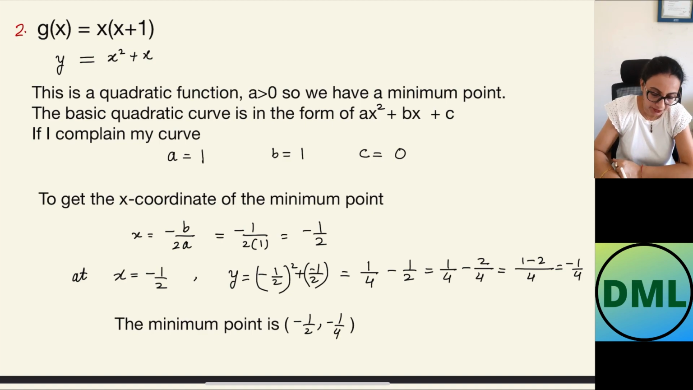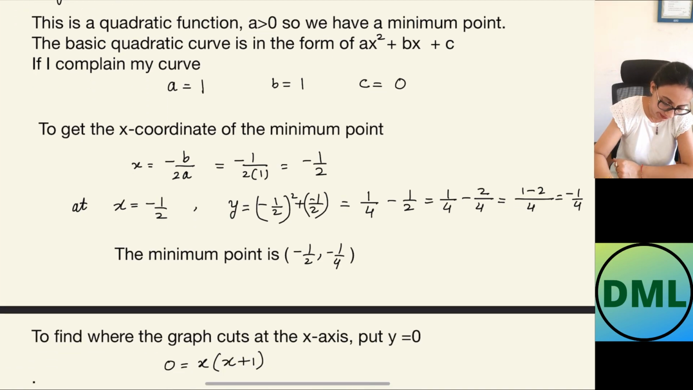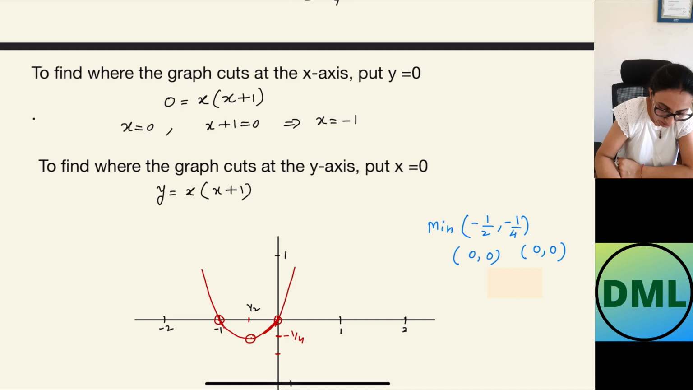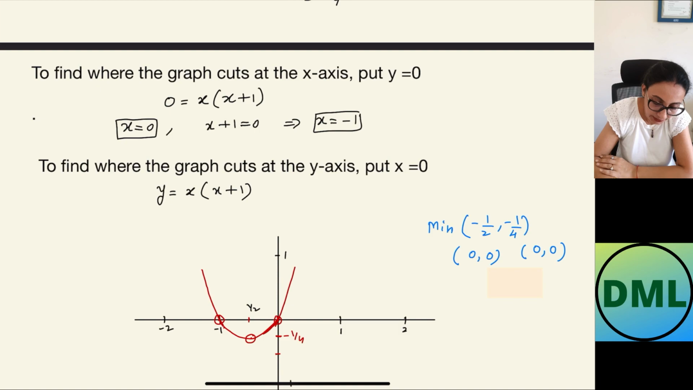I need to find out where it cuts the x-axis and y-axis. To find where the graph cuts the x-axis, I have to put y equal to 0. I have substituted here 0 is equal to x into x plus 1. To get the answers for x, if the two brackets individually are equal to 0, then x is 0 and x plus 1 is equal to 0. Let's substitute the value here. I'll get x is equal to 0, and x plus 1 is equal to 0 will give me x is equal to minus 1. These two values are my points where the graph cuts the x-axis.